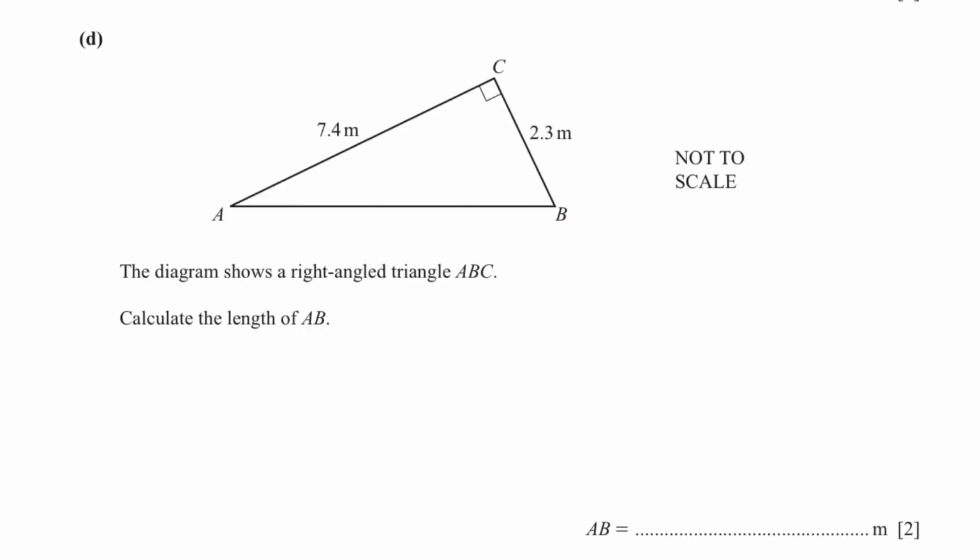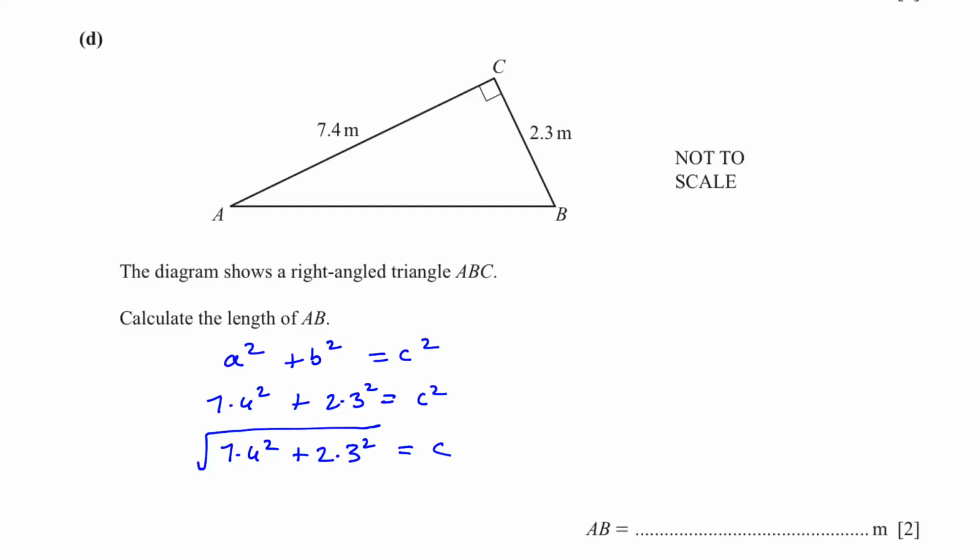In D, we have been given a triangle and two sides have been given. It's a right angle triangle. We have to calculate the length AB. So AB is your hypotenuse. We'll use the Pythagoras theorem, which is a square plus b square is equal to c square. Therefore, 7.4 square plus 2.3 square is equal to c square. Whenever the hypotenuse is asked, you will always add the other two numbers, square them, and then square root. Put the whole thing in the calculator and you will find your c, which is equal to 7.749. We'll round it to 2 decimal places, 7.75. c was our AB, so AB is 7.75.